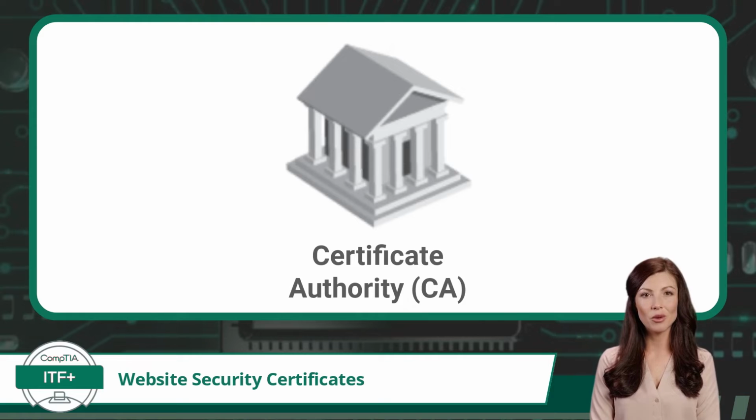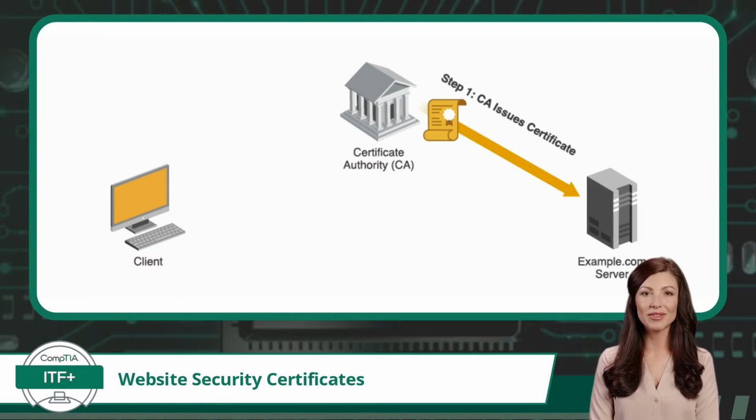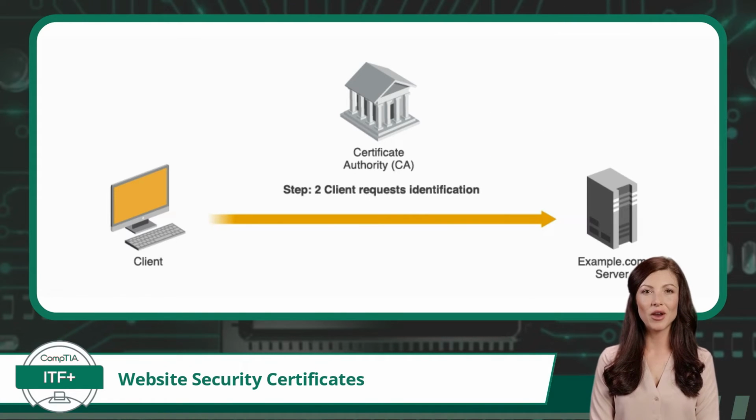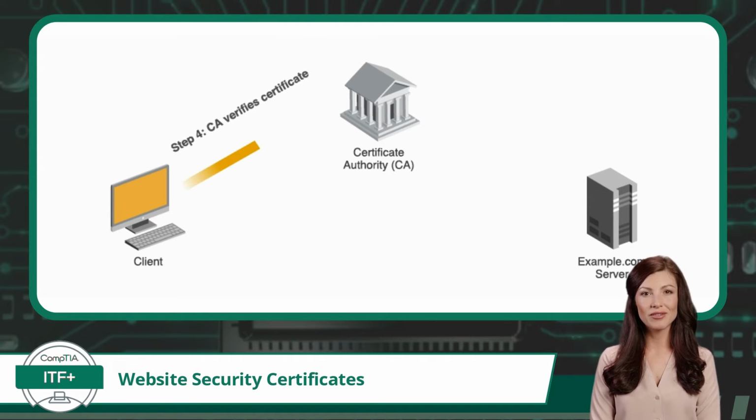Let's now look at the process step by step. Just keep in mind I will be presenting you with a simplified version of this process that is appropriate for the ITF Plus certification exam. Okay, Step 1, the CA issues a certificate to the server. Next, a client will request identification from a server. The server will then send its certificate and a public encryption key. The client will then verify the authenticity of the certificate with the CA. If all goes well, a secure connection will be formed between the client and the server.